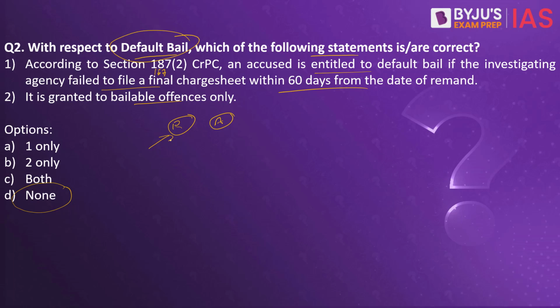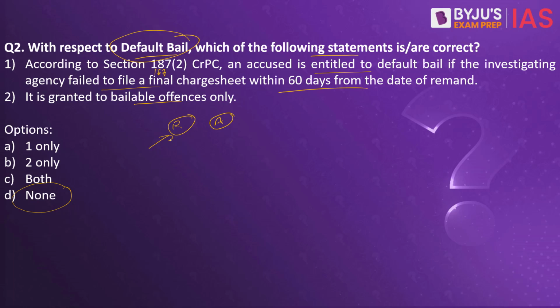In anticipatory bail, this person is not behind bars, but he is anticipating that the police officers may arrest him. So even before an arrest is made, he is going to the court of law asking for the anticipatory bail. That is, he is not yet arrested in this particular case.